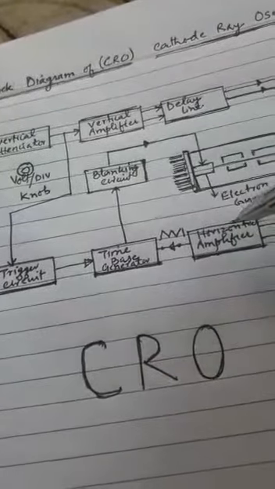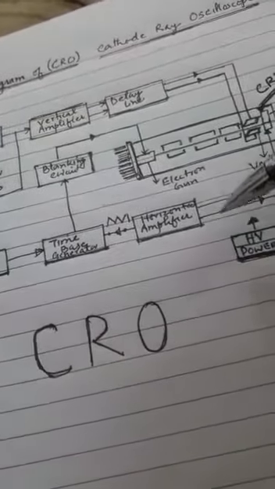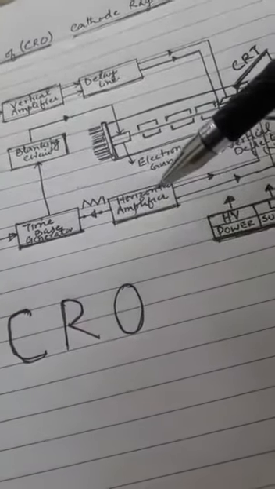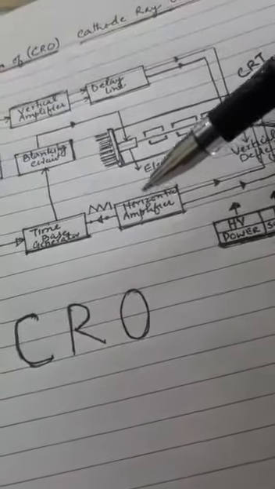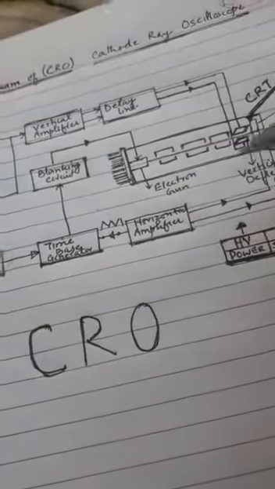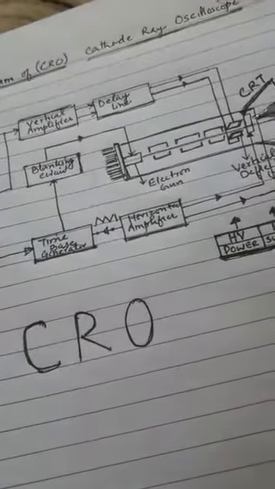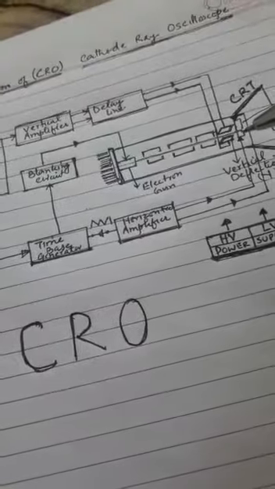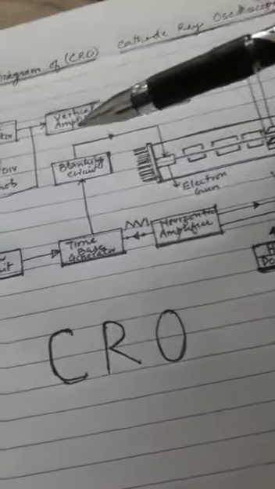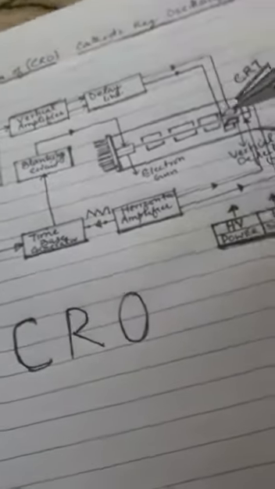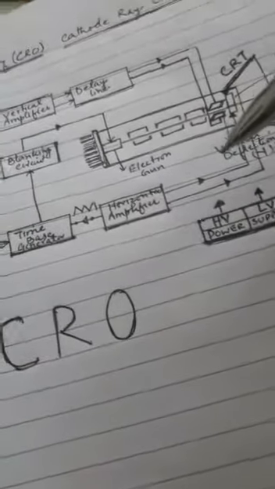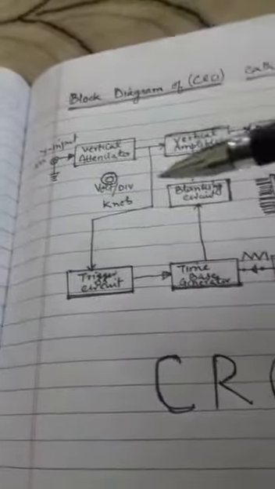So you have the horizontal amplifier. It is connected with the horizontal plates here. What is the function of an amplifier? The amplifier strengthens the signals, giving strength to the signal. So it is connected with the horizontal deflecting plates, and here the vertical amplifier is connected with the vertical plates. So this is the block diagram.